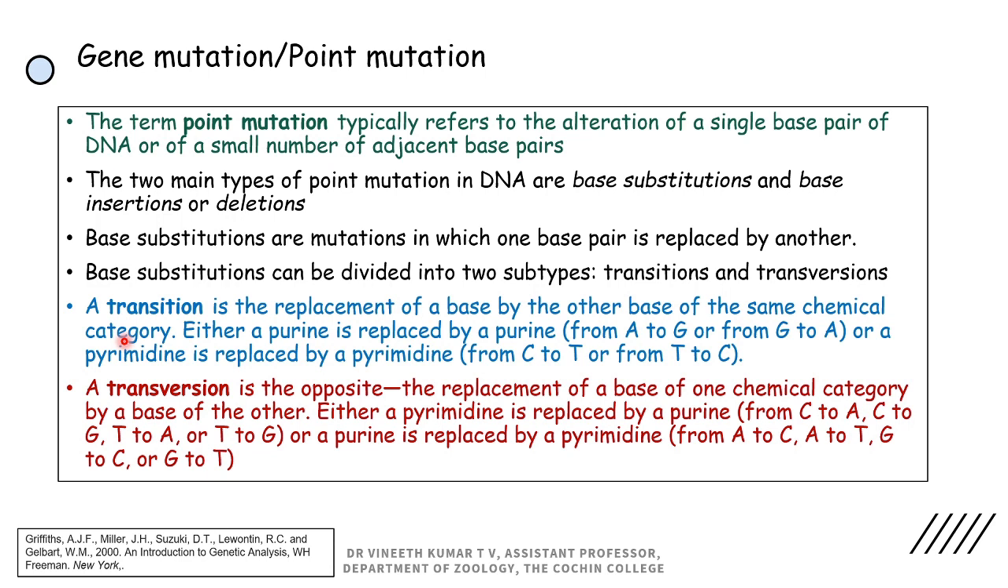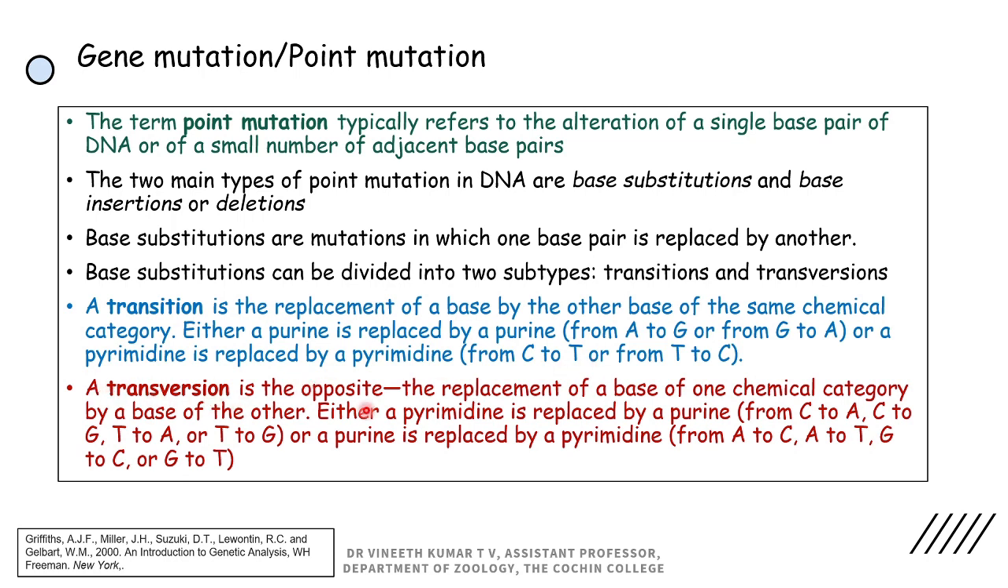So what happens is, if a purine is replaced by a purine, that is, if adenine is replaced by guanine and guanine is replaced by adenine, because they both belong to the same chemical family of purines, such a type of substitution will be called a transition. The same is applicable for pyrimidine. If cytosine is replaced by thymine and thymine is replaced by cytosine, vice versa, such substitutions are called transitions.